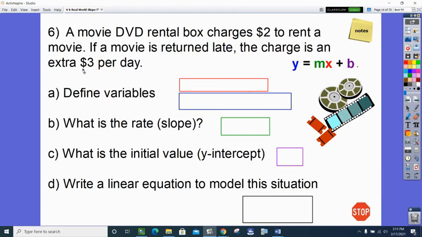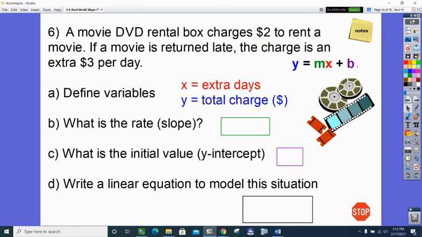What's the x and what's the y in this case? So if you find that $3 per day, dollars per day, there are your two units. One of them is going to be days and one is going to be dollars. Remember that if time is involved, it is usually your x, your independent variable. And also, if you hear dollars per day, dollars on the top would be your y, and days on the bottom would be your x if you think about it from a slope perspective. So x is going to be the number of days, and that's your independent variable, and y is going to be the total charge in dollars. So the dollars depends on how many days. That makes sense.